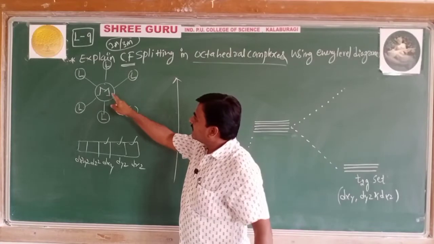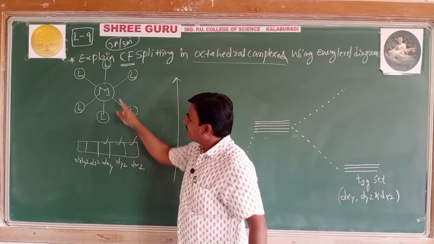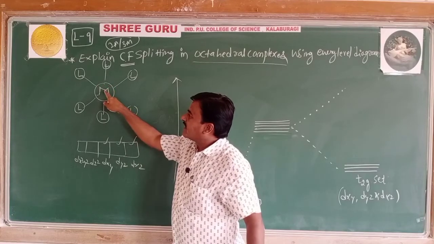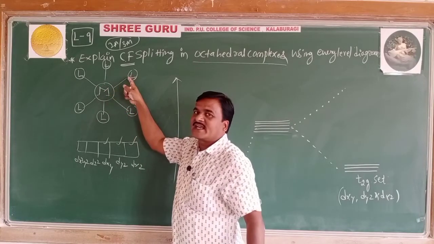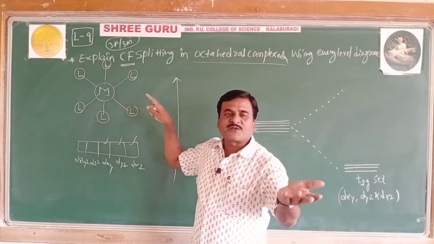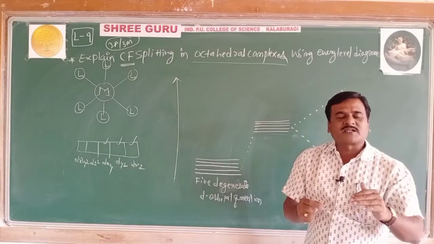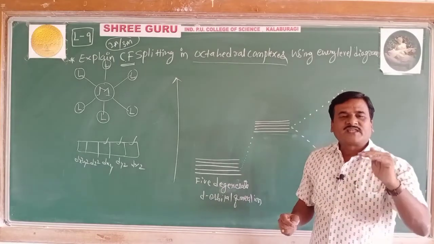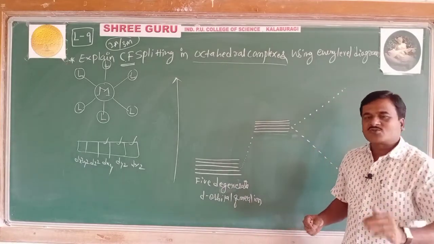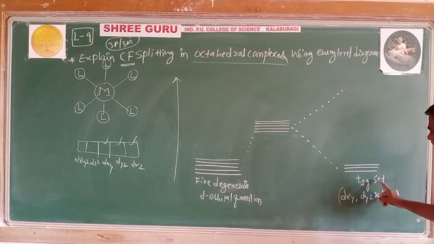These dxy, dyz, dxz d orbitals of the metal ion were not pointing towards the ligand. They were pointing away from the ligand, which means they experience a minimum repulsion. With the minimum repulsion, their energy gets lowered and they form a lower energy set called the T2G set.